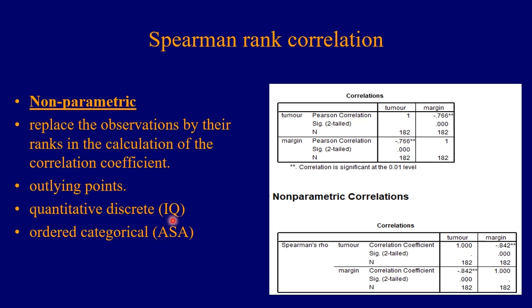You have 120, 121, 140, but you don't have 120 point something. So this is quantitative discrete, or the ASA score, again, is ordered categorical, but not absolutely continuous. In these situations, you use the Spearman rank correlation rather than the Pearson correlation coefficient.